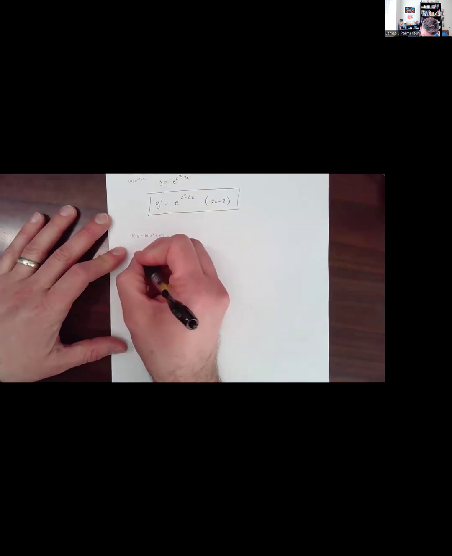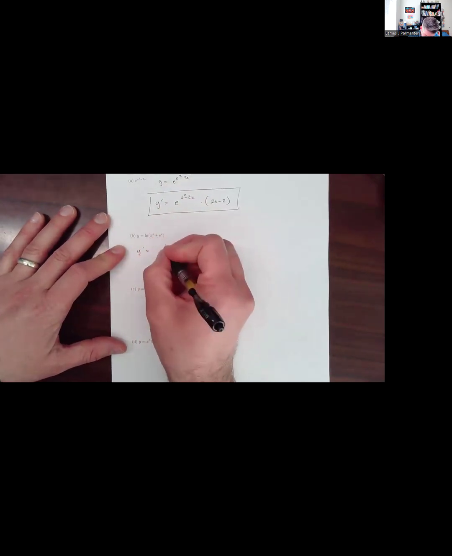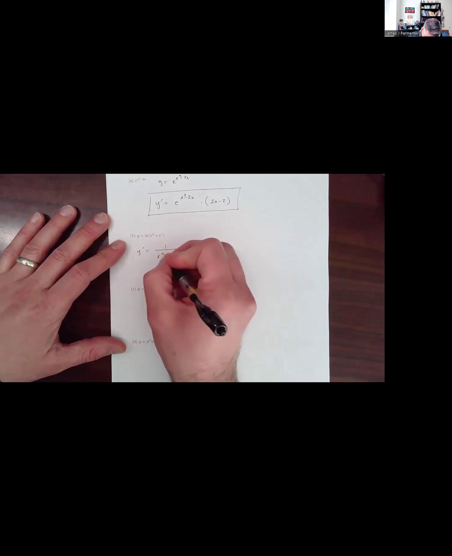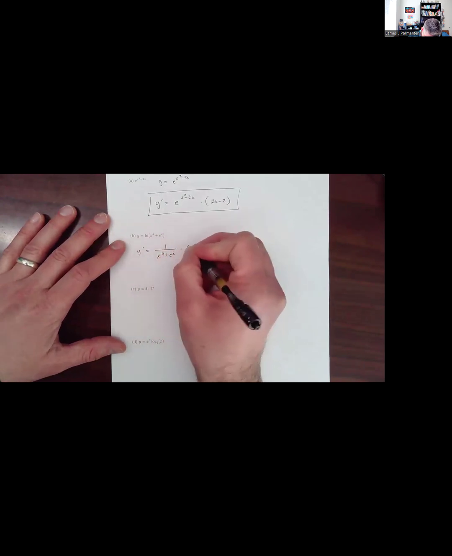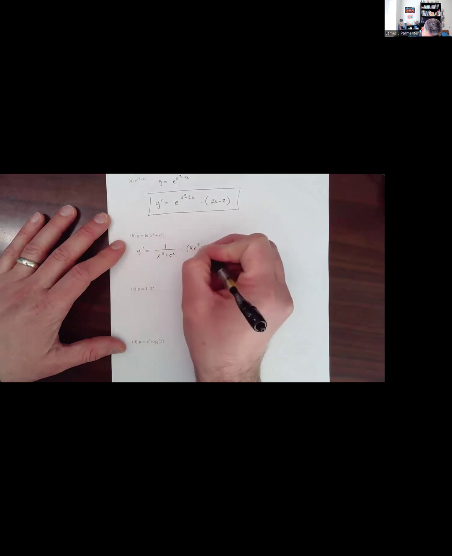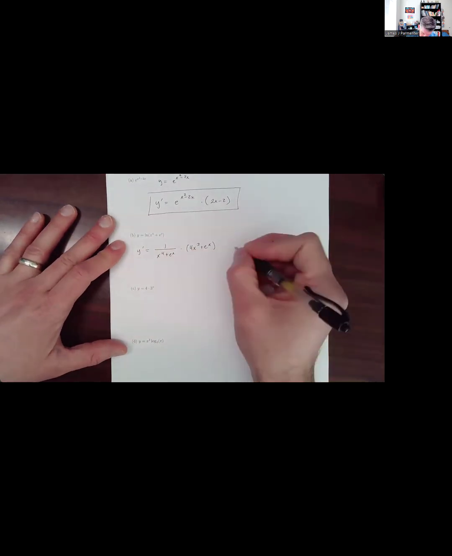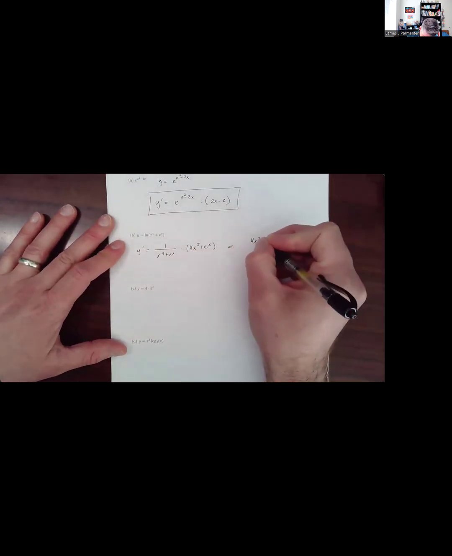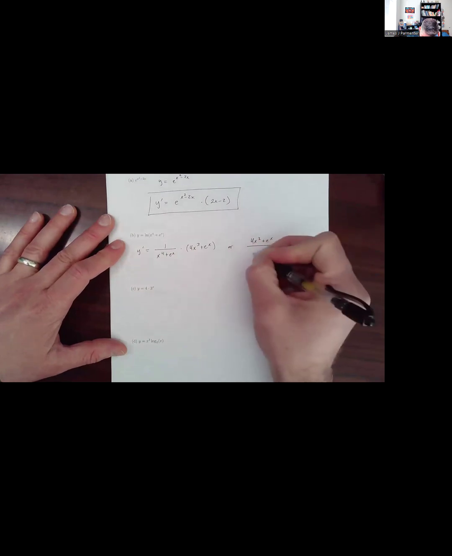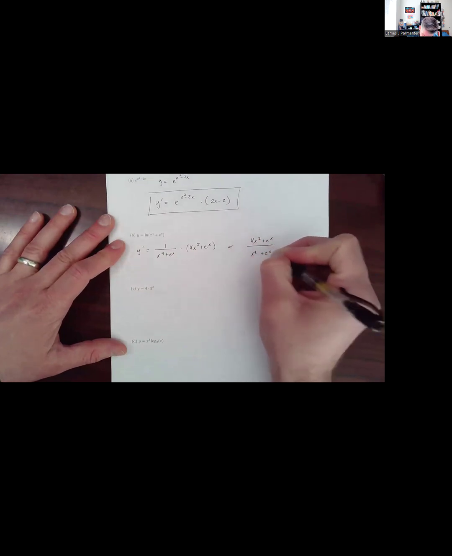Here, y prime: the derivative of the natural log of some stuff is 1 over the stuff times the derivative of the stuff, which is 4x cubed plus e to the x. You can write it like this, or you could write it as 4x cubed plus e to the x over x to the 4th plus e to the x. Those don't cancel.